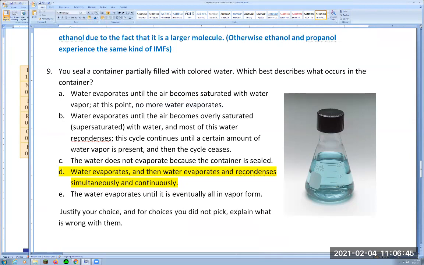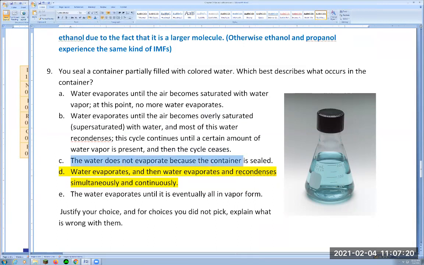In B, the water evaporates until the air becomes overly saturated. It's not necessarily true here that it becomes overly saturated. Then most water recondenses, yes, and the cycle continues until a certain amount of water vapor is present, that's true. But what is not true is that then the cycle ceases. The cycle does not cease. It keeps evaporating and recondensing all the time.